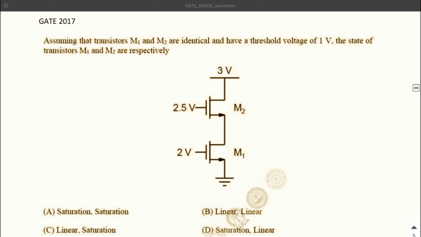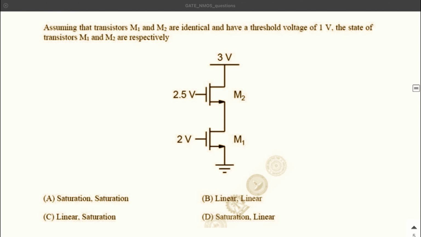Assuming that the transistors M1 and M2 are identical and they have a threshold of 1 volt, what is the state of the transistors M1 and M2? Now in this question they are not asking you to calculate any values, but they just want to know the mode of operation, that is, which mode the transistors are in, whether they are in saturation, linear, or one is in saturation and the other is in linear. So let's try to work it out. First of all, let's understand for this transistor what the mode of operation is.